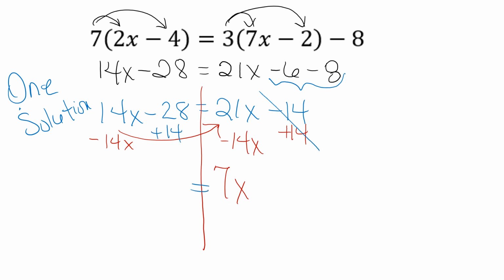Negative 28 plus 14 would give me a negative 14. And then we would divide both sides by 7. And so then our answer would be x equals negative 2.